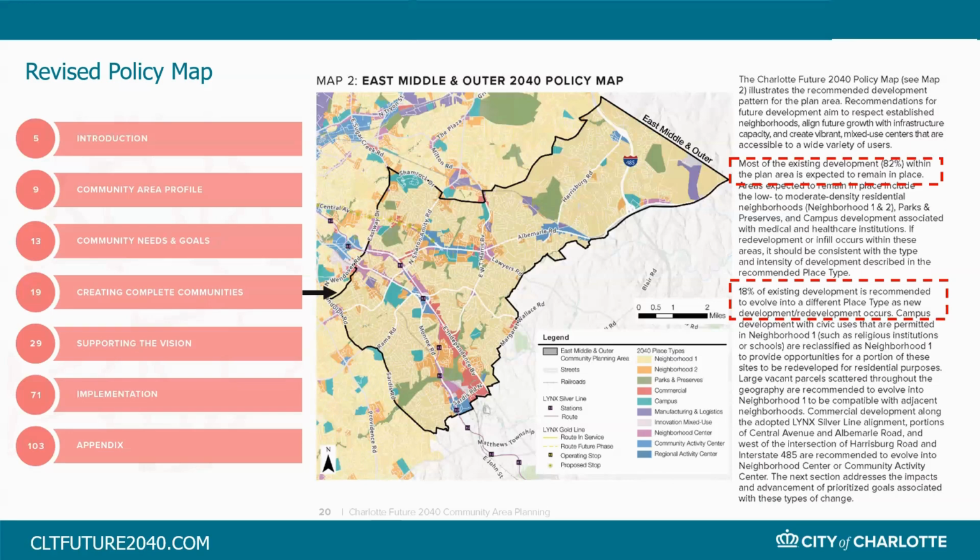This targeted amount of change will help accommodate our projected growth in a way that respects neighborhoods, pairs growth with infrastructure capacity, and great mixed-use centers which help increase access across Charlotte. The policy map is expected to change over time, and there's guidance in the program guide, specifically Table 3, minor map amendment criteria, to ensure that future requests are aligned with our growth strategy.